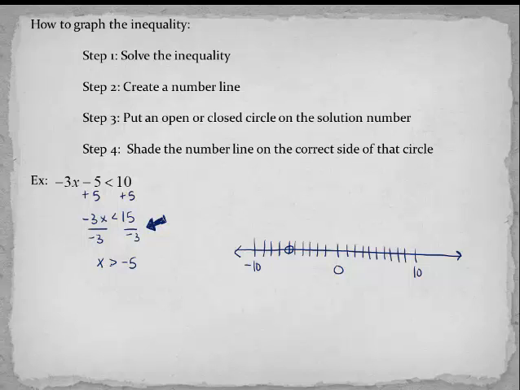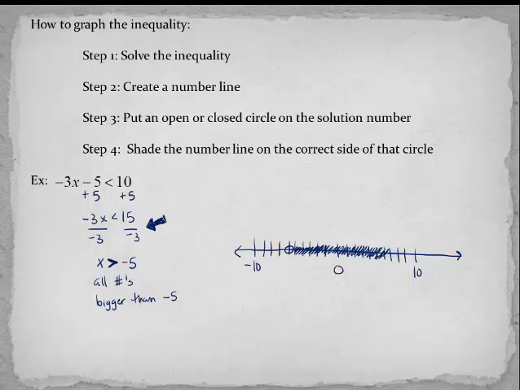Okay, x is greater than negative 5. So this is all numbers bigger than negative 5. Greater than. All the numbers bigger than negative 5 are over here on the right-hand side. So I shade this side.